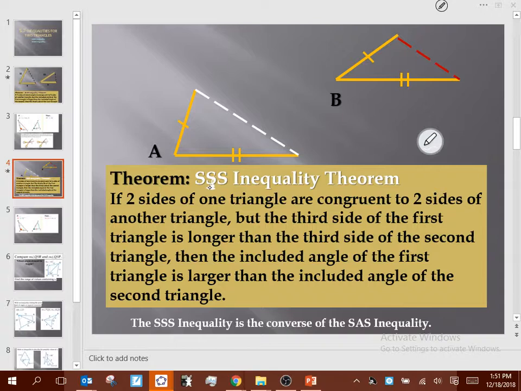And so what this theorem says is that if you start off with two sides of one triangle congruent to two sides of another triangle, but the third sides are different, then the angles opposite those third sides are going to be different in the same exact manner that their sides were different. Okay? So this one we're making a conclusion about angles.